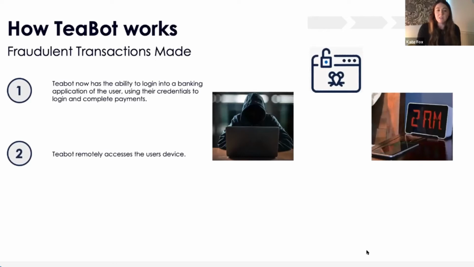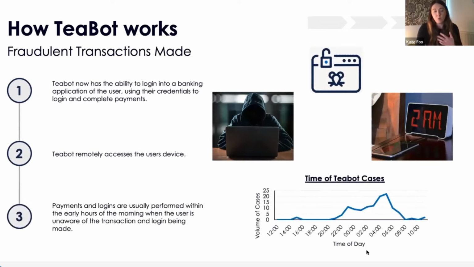One of the key differences between TBot and Flubot is that TBot has remote access capability. What TBot does is remotely access the user's device. What was quite interesting when we started to see these cases was that payments and logins were being made very early hours in the morning. You can have a look there on the right hand side: the high volume of cases we're seeing between 2 and 4 o'clock in the morning, suggesting that either a person is remotely accessing the user's device, or a computer is doing it, at a time where the customer is not going to be using their device at all.